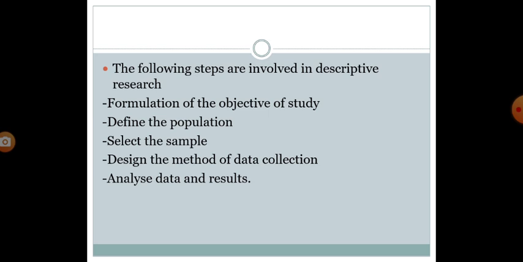The following steps are involved in descriptive research. You are very familiar with these steps. Formulation of the objective of study, formulating the basic objective of the study, that is the foremost step. Then second, define the population, the total population. From the population we have to select the sample and design the method of data collection. There are different methods of data collection, data from primary sources and data from secondary sources. Then we have to define and design the method of data collection. Then finally analyze the data and results. These are the steps involved in descriptive research.